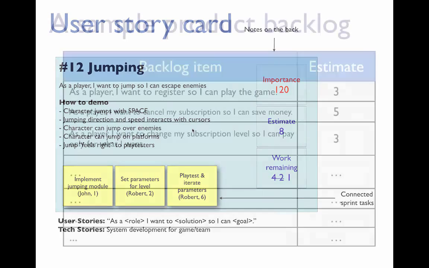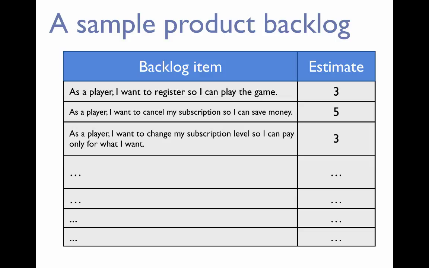A sample product backlog might then look something like this, right? You have a number of items ordered in rough priority, and every one of these items has a rough estimate of how many hours it takes. Okay. And then, as I said, at the beginning of every sprint, the team gets together, looks at the product backlog, and says, okay, what is the one palpable change, improvement, addition to the game that we want to make?